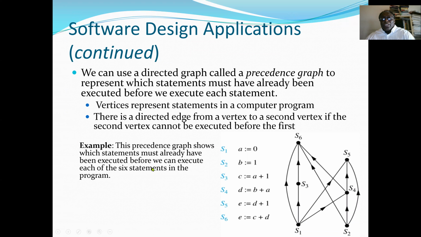Here we can see a directed graph called a precedence graph, which represents which statements must have already been executed before we execute each statement. The vertices here represent the statements in a computer program. There is a directed edge from the first vertex to the second vertex if the second vertex cannot be executed before the first. So this is a software design application. This means I have to do S1 first before S2. Now, if I don't have S2, I can't go to S3.